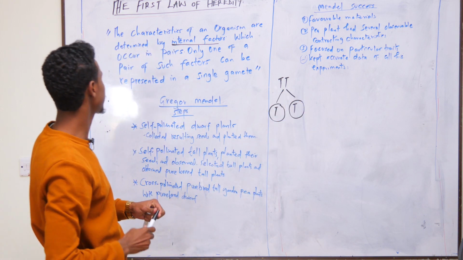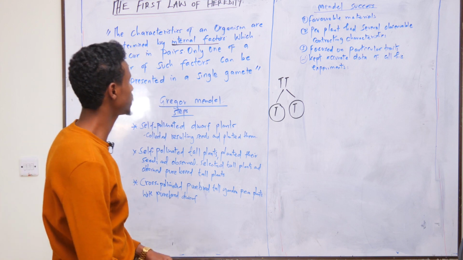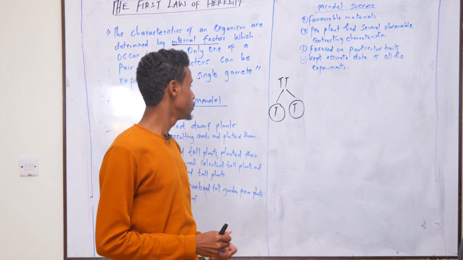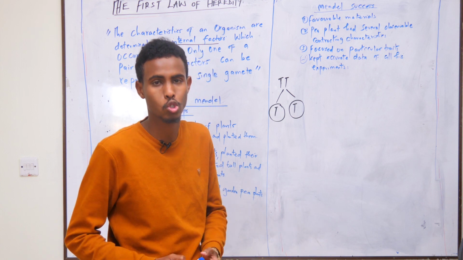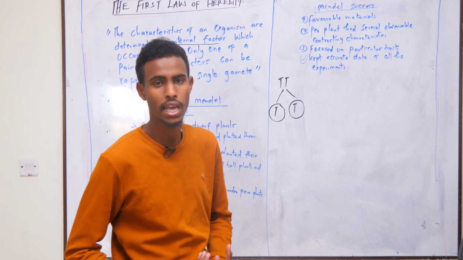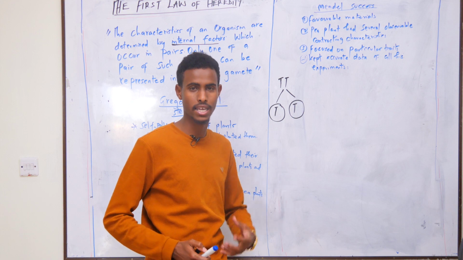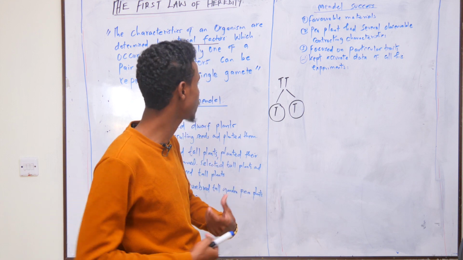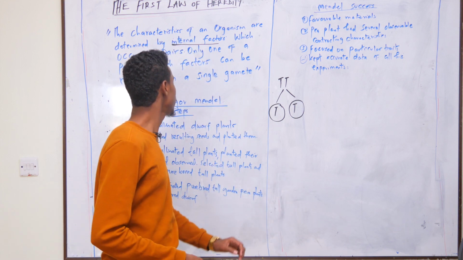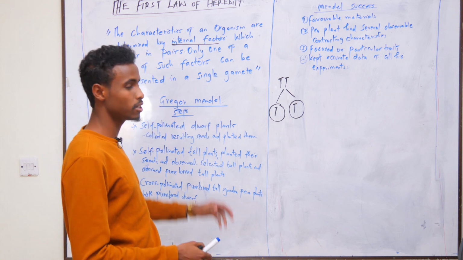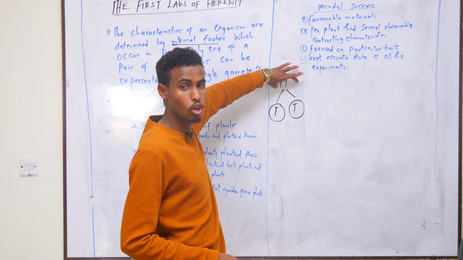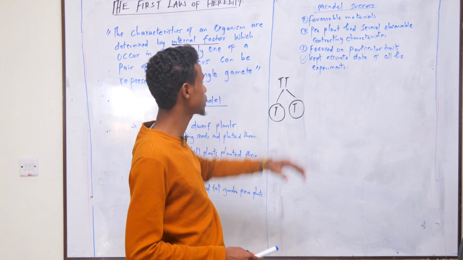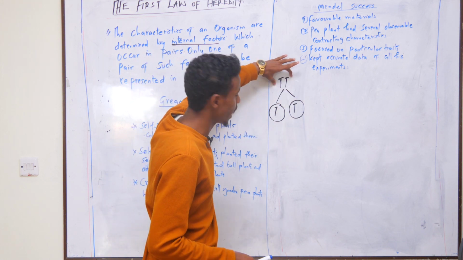We said the characteristics of an organism are determined by internal factors. These being internal factors, they are found in the chromosomes, which are found in the nucleus, and the nucleus is found inside the cells, so they are internal. Now let's move to the next part, which is occur in pairs, and we can see that this genotype for tallness, which is homozygous tallness, is a pair.